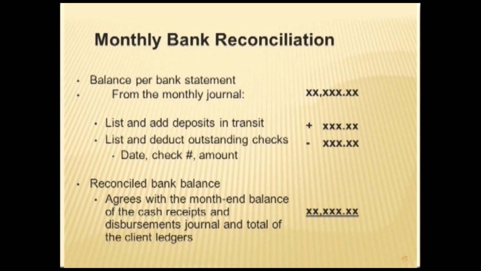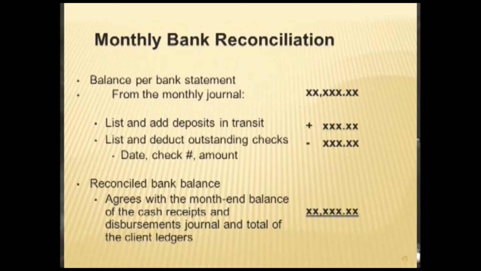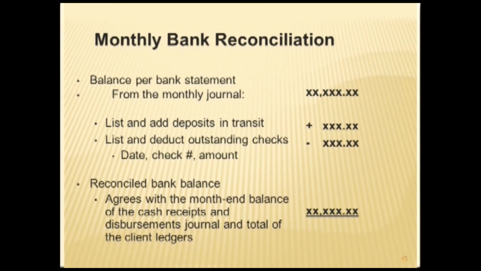There could be some other items. It's neither a check nor a deposit. For instance, the bank charged you a wire transfer fee and you failed to record it. So at this point, you would make an adjustment to your cash receipts and disbursements journal, for example, for the amount of, say, this wire transfer. And now you have an adjusted month-end balance for your cash receipts and disbursements journal and agree with the bank statement. This should agree with the month-end balance of the cash receipts and disbursements journal and the total of the client ledgers. Again, it's a three-way balance.